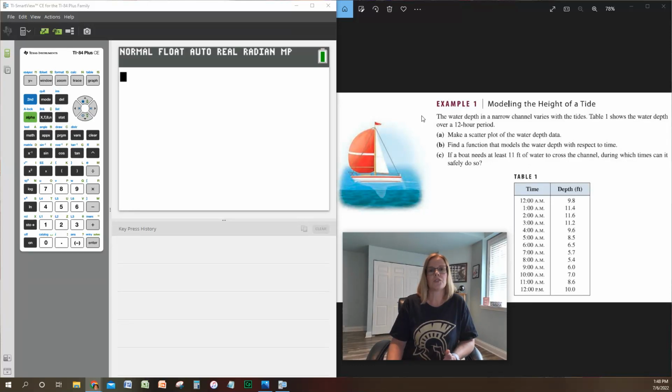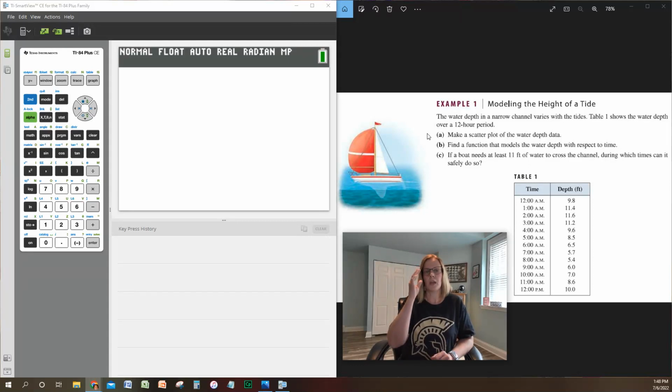They say we've got a certain narrow channel, and it talks about the water depth in that channel, and it varies with the tides. So you're familiar with that concept, high tide and low tide, and how much water there is at a certain amount of time during the day. And then it also says that table 1 shows the water depth over a 12-hour period. So you can see the table there, and it's got the different times listed, and it's also got the different depths of the water. Okay, so we're going to use that information to make a scatter plot.